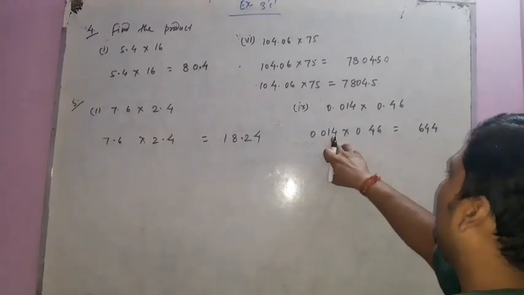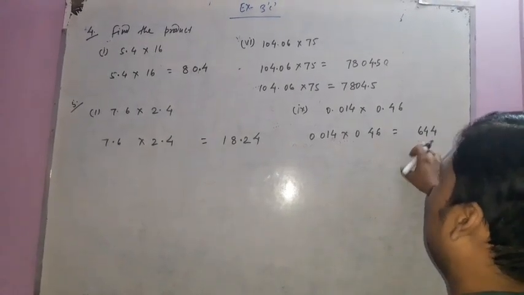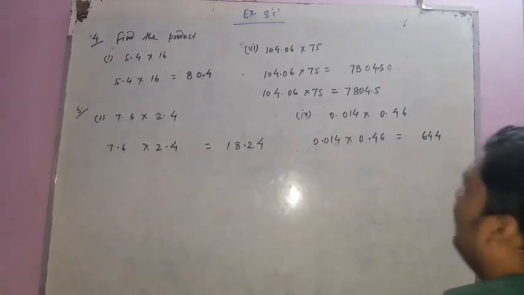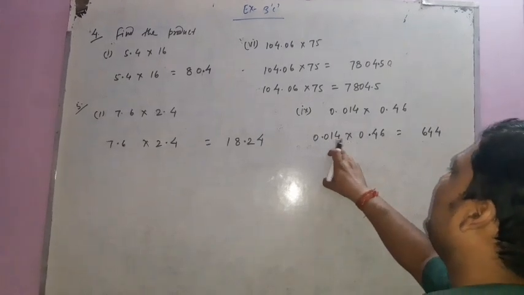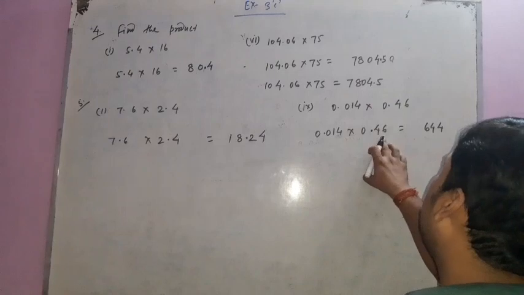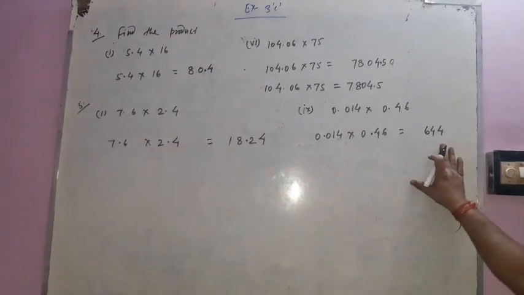Again we repeat the multiplication. 14 times 6 is 84, 8 in the hand. 14 times 4 is 56, plus 8 is 64. Now we have to place the decimal at its original place. Now how many digits are present after the decimal? 1, 2 and 3 digits, and here 2 digits. Total how many digits? 5. But here how many digits are present? 3 digits. So we have to make here 5 digits.